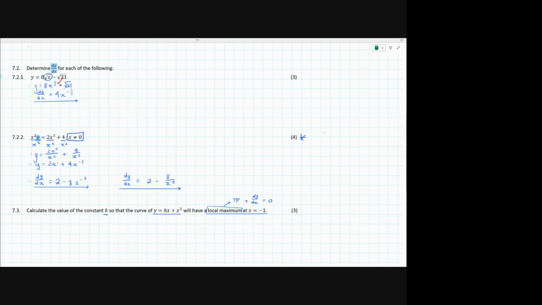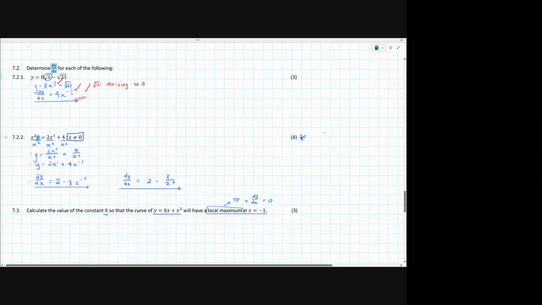Okay, so a mark for 8x to the power half, and then in terms of your derivative, you're getting a mark for the 4x to the power negative half, and you're getting a mark for root 21 deriving to 0. So basically not having another term there. Those are your 3 marks.